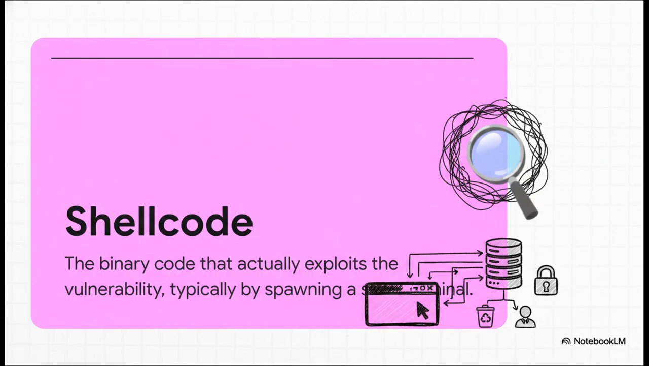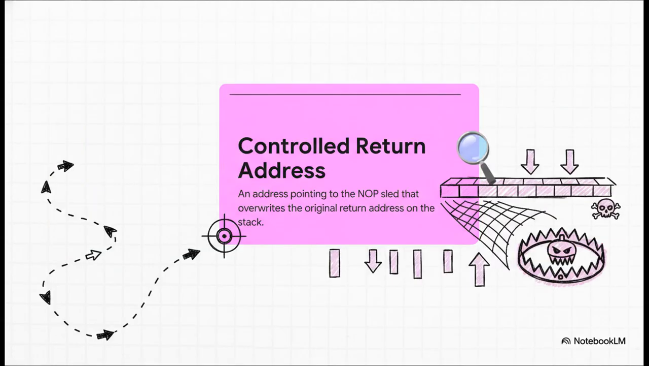So after that landing strip, we hit the shellcode. This is the main event. It's the heart of the payload, the whole reason for the heist. This is the code that actually does the dirty work. Maybe it deletes files, maybe it creates a new user. But most of the time, it spawns a shell. And a shell is just a fancy word for a command prompt. Getting a shell is like being handed the keys to the entire system. Game over.